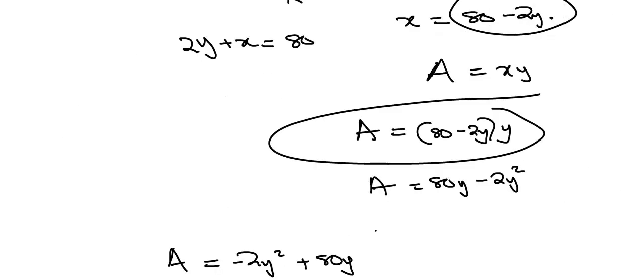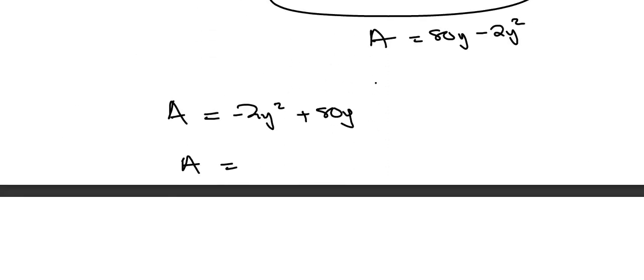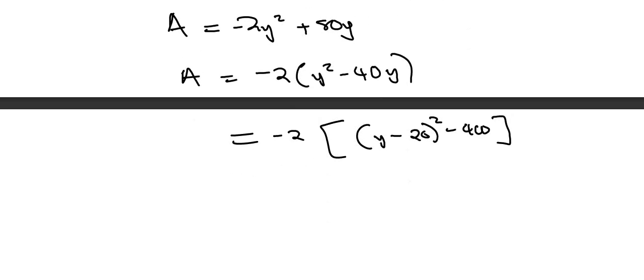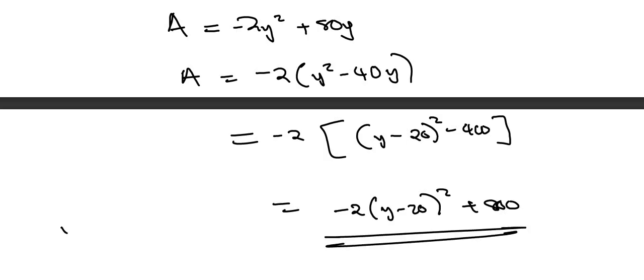So according to what we are doing, we're trying to put this in quadratic form and complete the square. When you complete the square here, it's 40 over negative 2. This is y minus 20 squared minus 400. Multiply back by negative 2: negative 2 times y minus 20 squared plus 800. So this is the completed square form, meaning y minus 20 is equal to 0, so y is equal to 20.